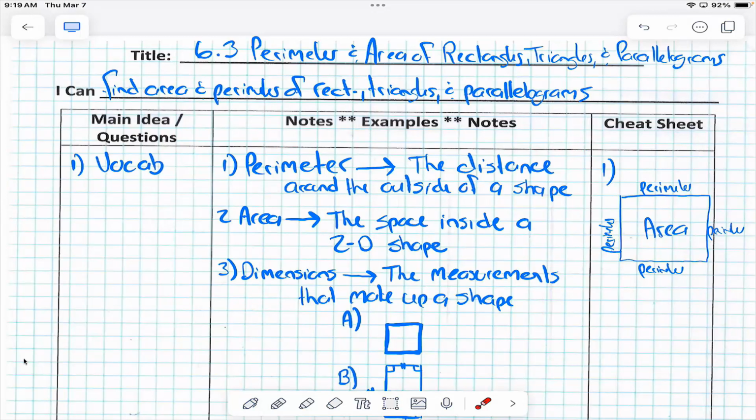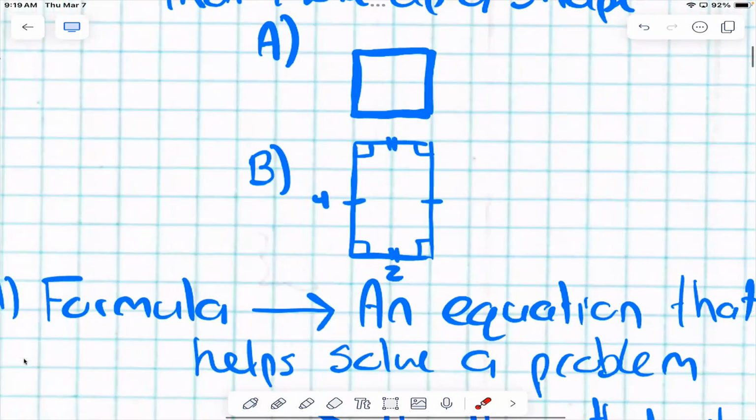So around the outside, right? So if the distance around the outside is the perimeter, what is the space inside of a shape called? Area. And we're talking about 2D shapes, right? What does 2D mean? What else does it mean? Flat. Good.